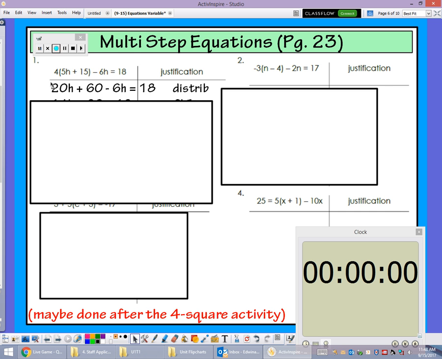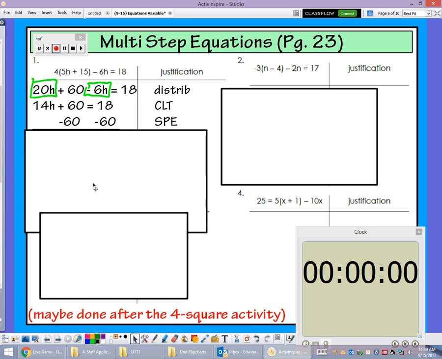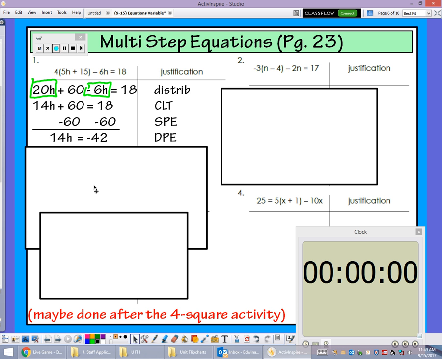Okay, so we have taken a look at our terms, right? So we're going to combine our like terms. So we have positive 28 and we have negative 6h. We've got to combine those together. And you came up with what? 14h plus 60 equals 18? We do what? Subtract. Right, so we're going to subtract 60 from both sides. Minus 42.